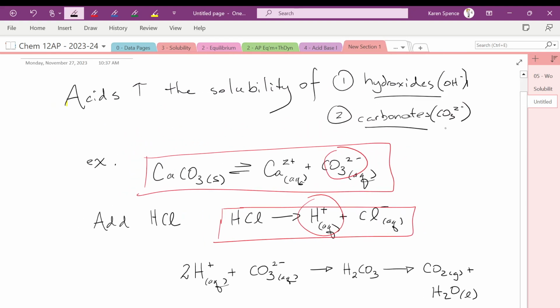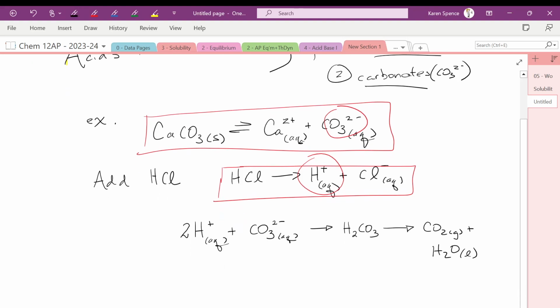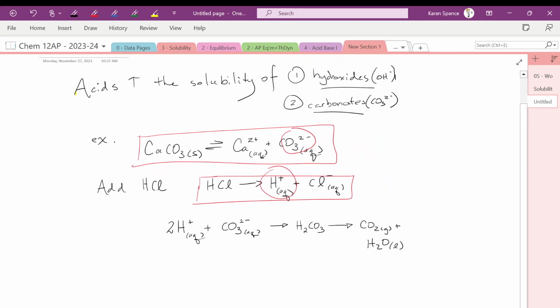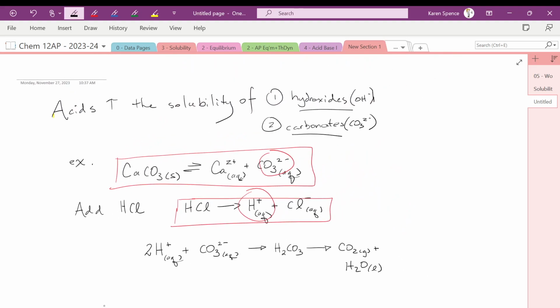There was one in the AP practice problems last day. In the AP practice problems, we also had something binoxalate, calcium binoxalate, CaC2O4. Or maybe it was silver. I think it was silver.